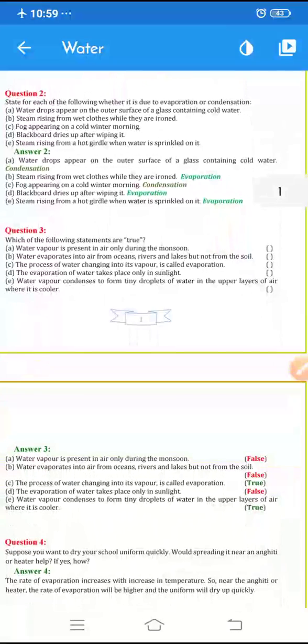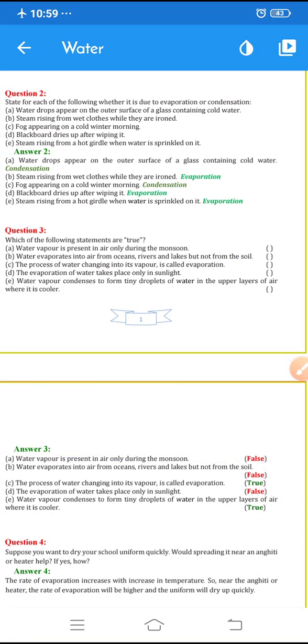State for each of the following statements whether it is due to evaporation or condensation. Whether it is due to the evaporation process or whether it takes place due to condensation, you have to say. You have to state which process it is.